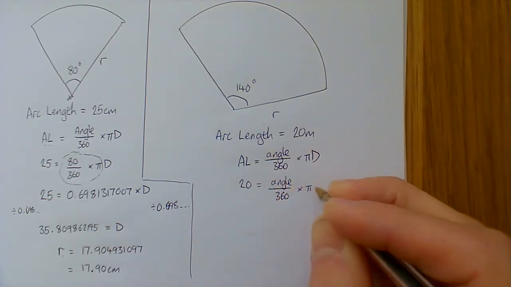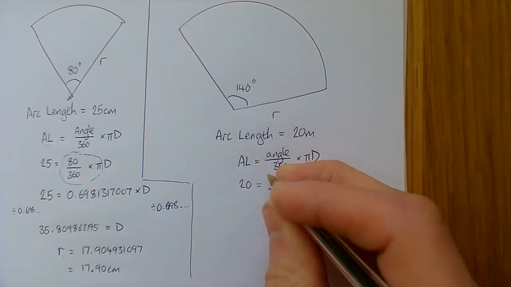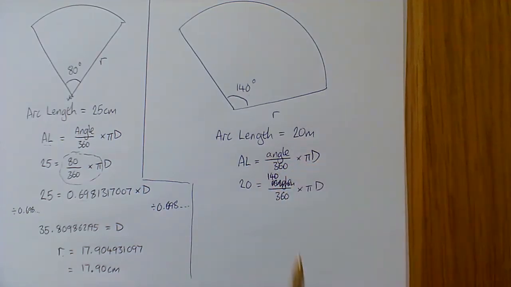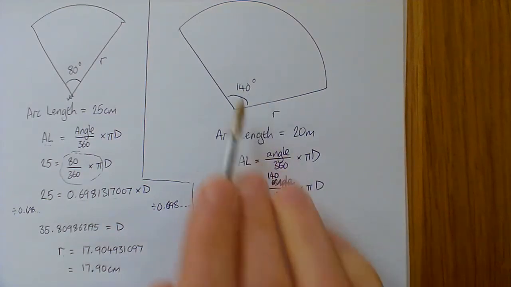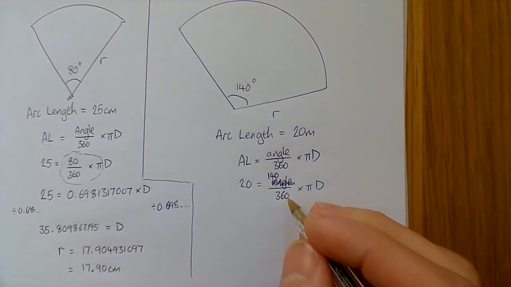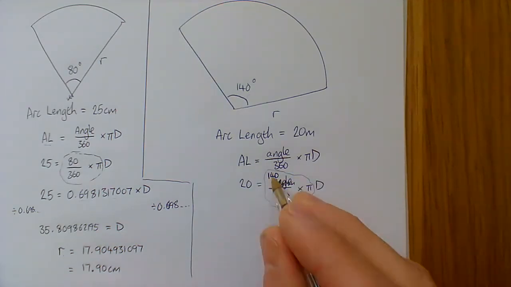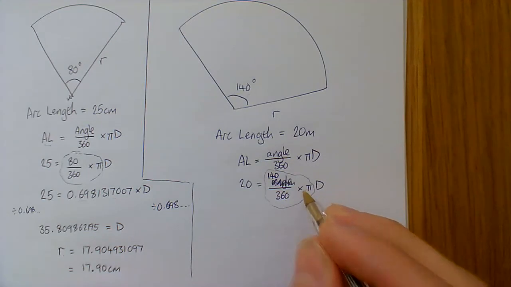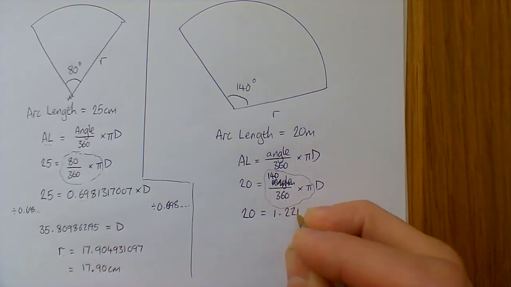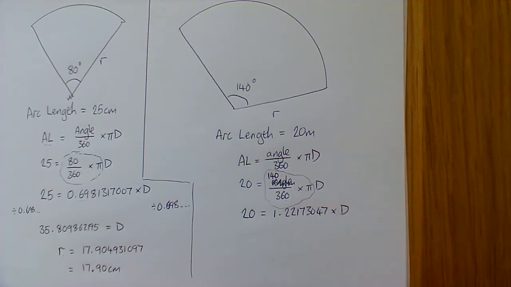times pi d. And I spot I've made a mistake. I forgot to put in my angle. So that should be 140 in there. Okay, so if you still have two things that are unknown, check back on your diagram. Is there something extra that you've missed? Again, I'm going to work that bit there out as a number. So 140 over 360, or 140 divided by 360 times pi. That should give me that 20 equals 1.2217347. Keep that accuracy high. Lots of d.